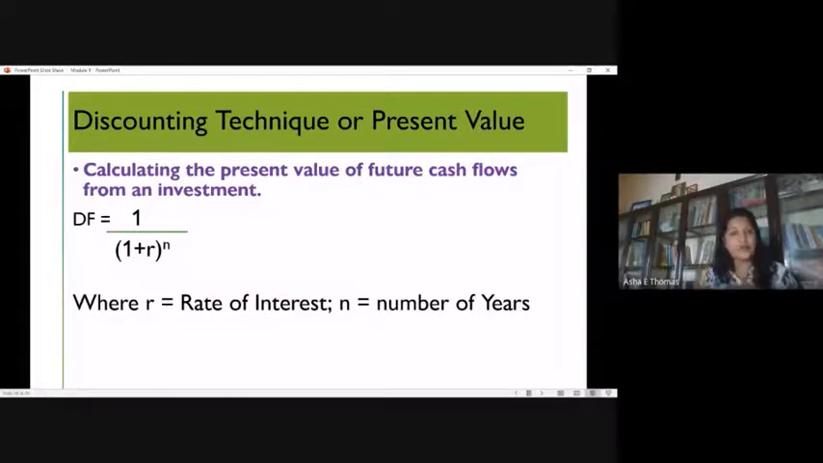So discounting talks about the value of a cash flow in future at the present period. That is why I put it as calculating the present value of future cash flows from an investment. That is the concept of discounting.